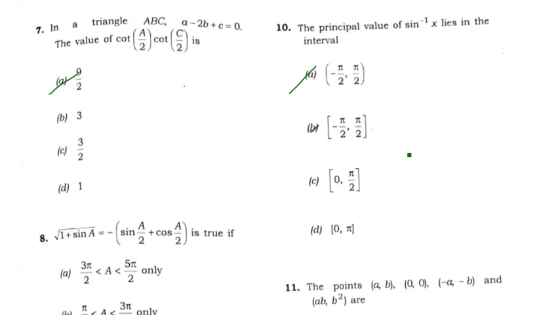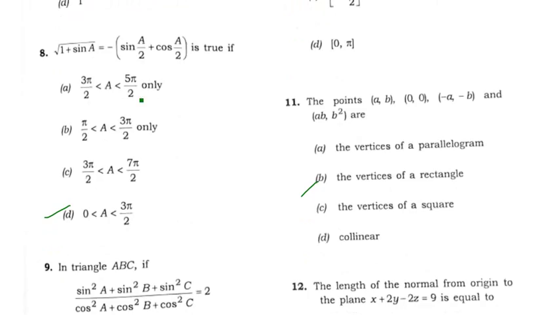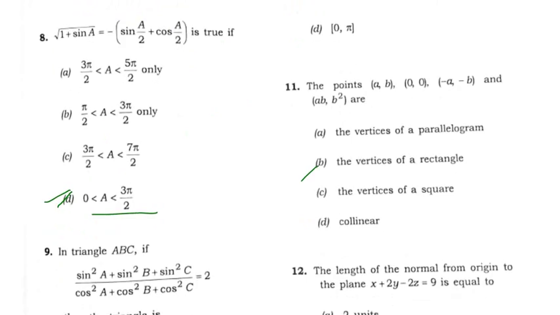In a triangle ABC, a minus 2b plus c equals 0. So the value of cot A upon 2 into cot C upon 2 is equal to, it will be 9 by 2. So this is the right answer. Next question: under root 1 plus sin a equals minus sin a by 2 plus cos a by 2 is true if, so what is the condition? This is a little tricky question. So a more than 0 and less than 3 pi by 2. This suits for that.